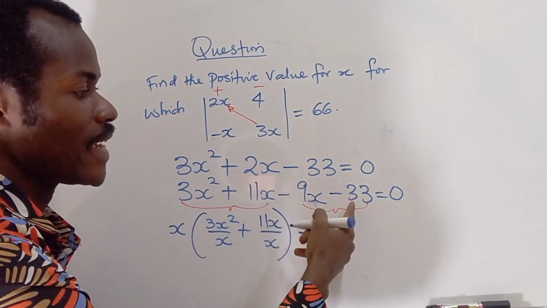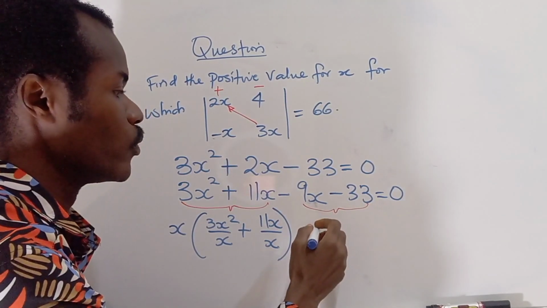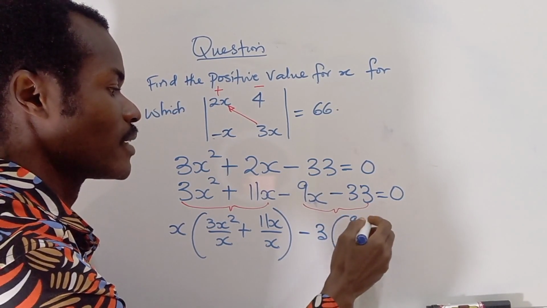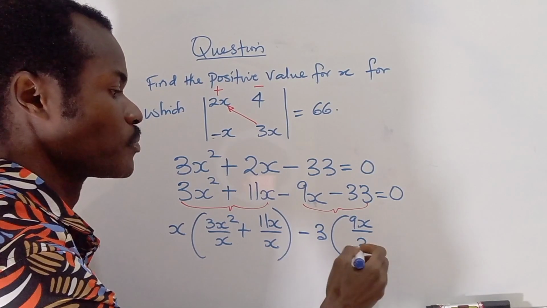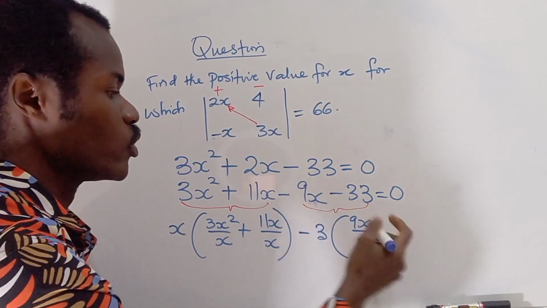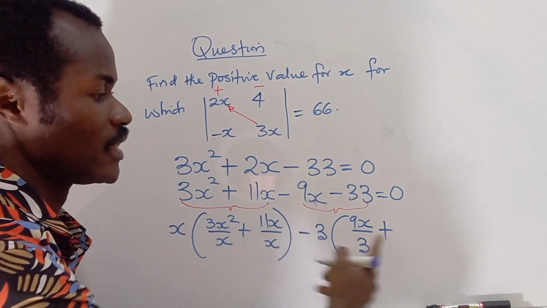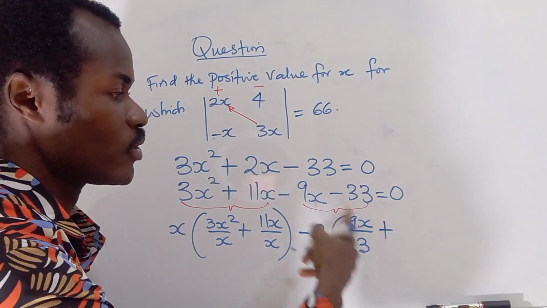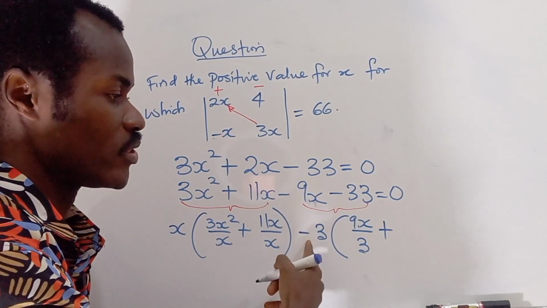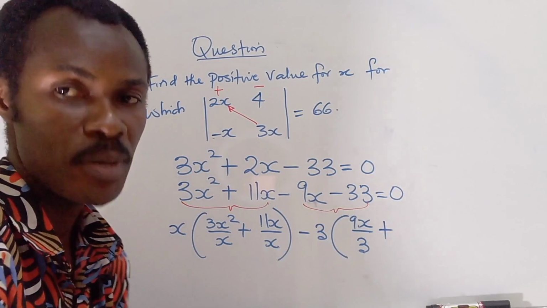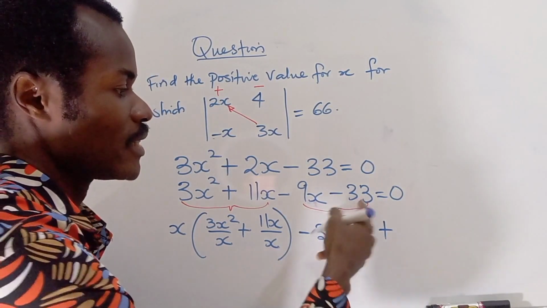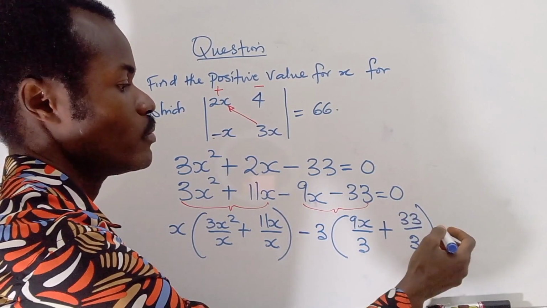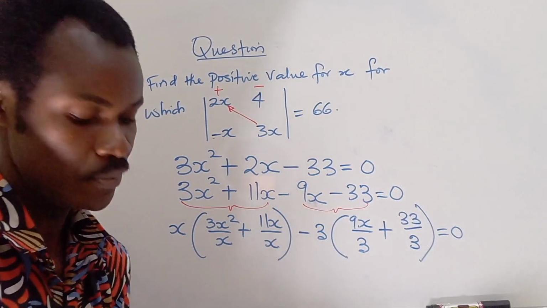Now between 9 and 33, what is common? We have 3 is common. So I'm going to divide this 9x by 3. Now this is going to change to plus, since we have plus and it's also going to be plus, okay? Because minus times plus is going to give us minus. That's the reason why this changes to plus. All right. So our 33, we are also going to divide it by 3. Close the bracket is equal to 0.